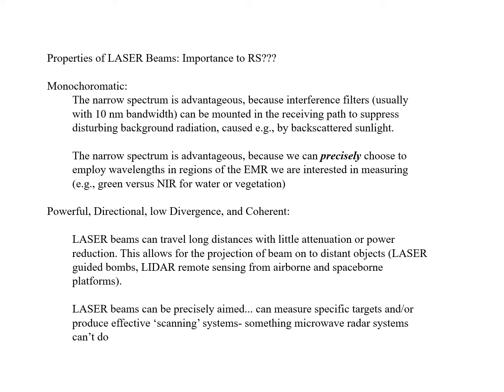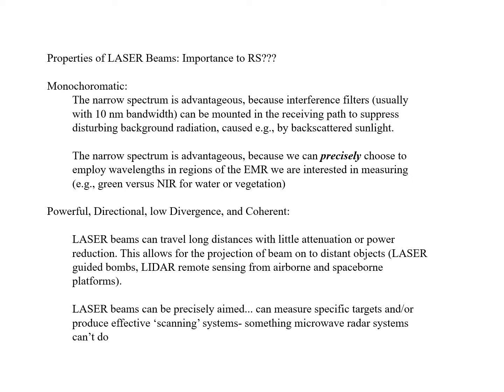So why are any of these things important? Well, monochromaticity is important because you have this narrow range of wavelengths, and you can put filters on the wavelength to block other portions of the spectrum, which means you're getting rid of background radiation or, for instance, backscattered sunlight. So that makes your signal clearer. It's also advantageous because we can precisely choose the wavelengths we want. So we might want to use green or near IR for various applications.